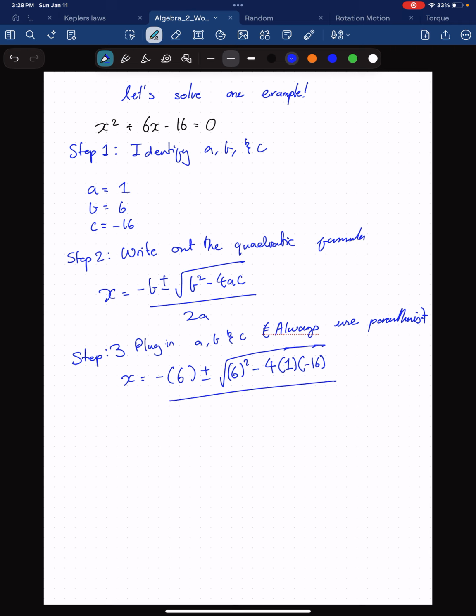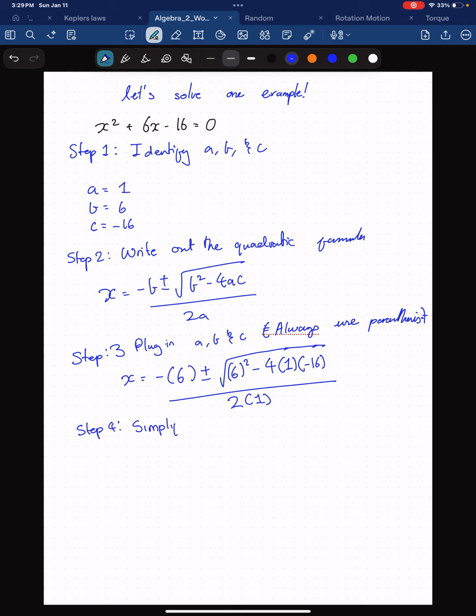Here I see A is 1, so I plugged in 1 for A. And C is minus 16, so I plugged in minus 16. And then over 2A, where A is 1. Now step 4 will be to evaluate this, or simplify it rather.